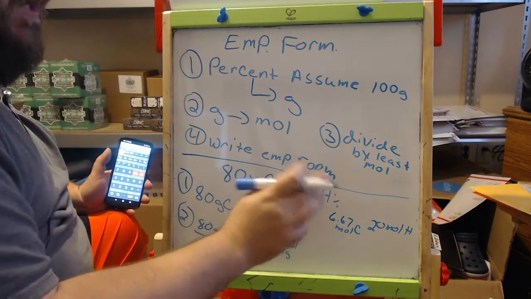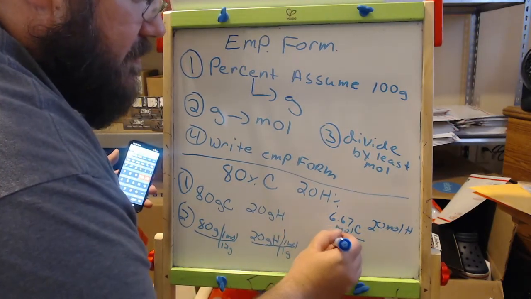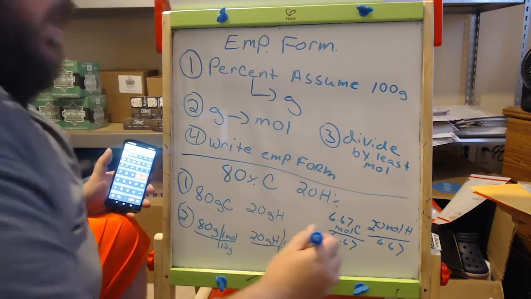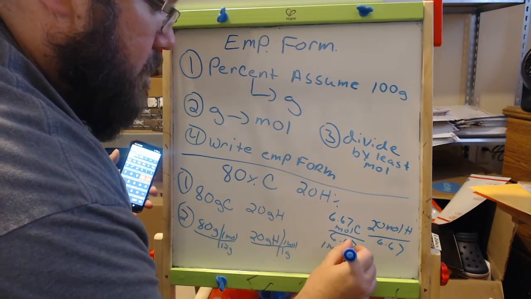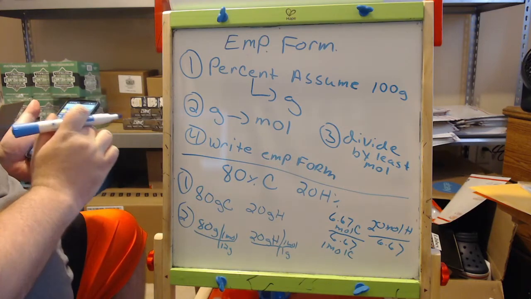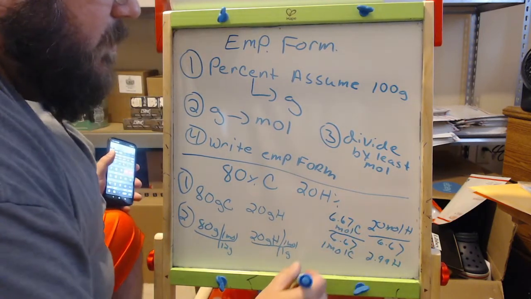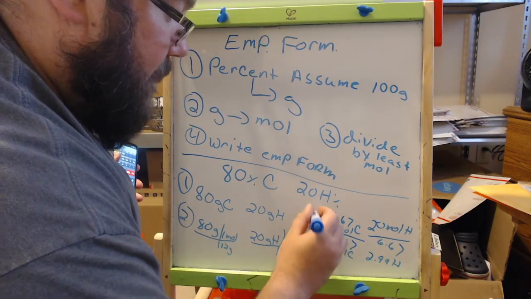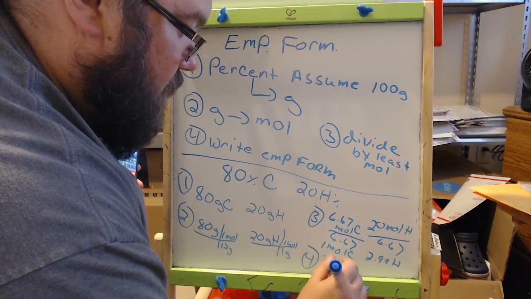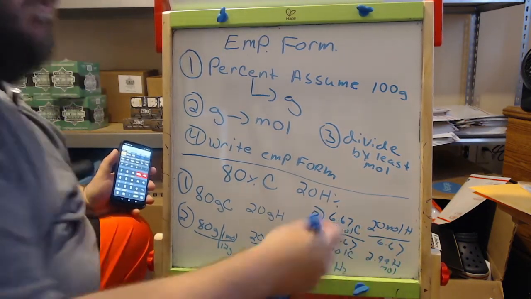Step three, divide by your least number of moles. So between the two, which is the least? This one. So I'm going to divide by 6.67. Divide 20 by 6.67. I get 1 mole of carbon. And 20 divided by 6.67 is going to be roughly 3. Yeah, 2.99. So this is step three. Step four, write your empirical formula. CH3. My moles tell me what my formula should be.